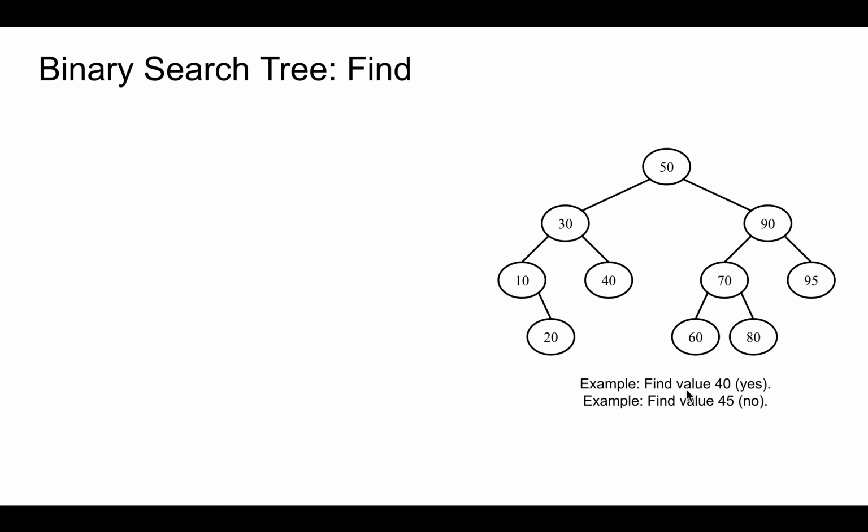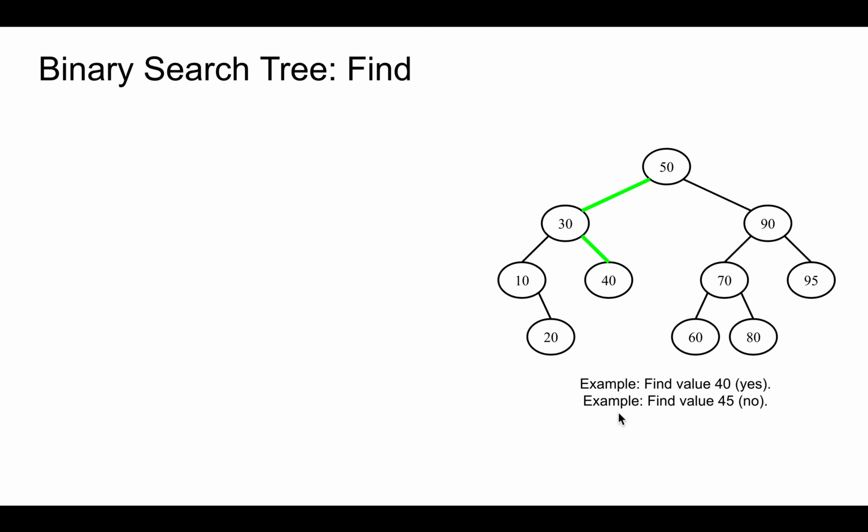For example, we could find the value 40 in this binary search tree. We would start at the root and say, okay, is 40 equal to 50? No, it isn't. 40 is less than 50, and because of that, we look at 50's left child. Now, is 40 equal to 30? No, it isn't. 40 is greater than the current root, so we look at 30's right child. Is 40 equal to 40? Yes. So we return yes, we found that the value is in our data set. So that's what that path would look like.